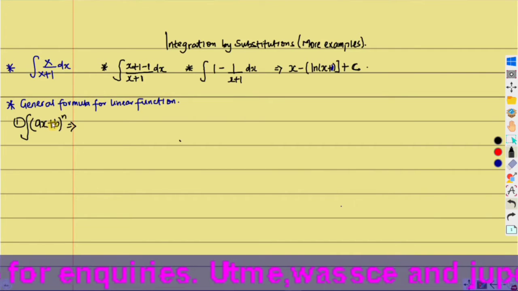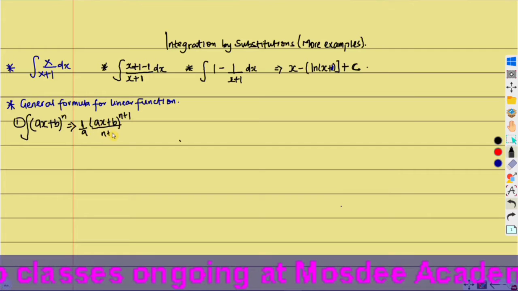Maybe you are doing a kind of question where you have to prove how to get this. But directly, what we take is the coefficient of a here, and we go for the inverse. We say 1 by a, then we go for what is in the bracket. We have ax plus b, then we follow the law: we add 1 to the power, then we divide by n plus 1, then we have plus the arbitrary constant.